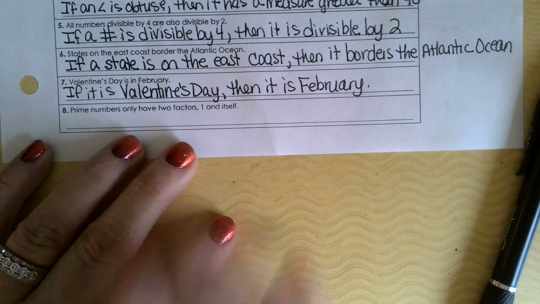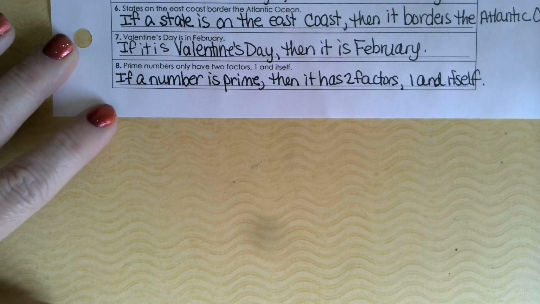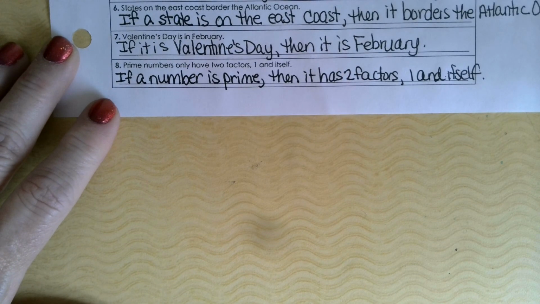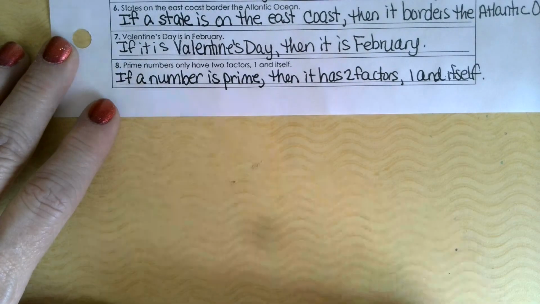Number 8, try it by yourself. All right, so number 8, I have, if a number is prime, then it has 2 factors, comma, 1 and itself. Another way you could write that, if a number is prime, then its only 2 factors are 1 and itself. If you didn't want to put that pause in there. All right, turn your paper over.